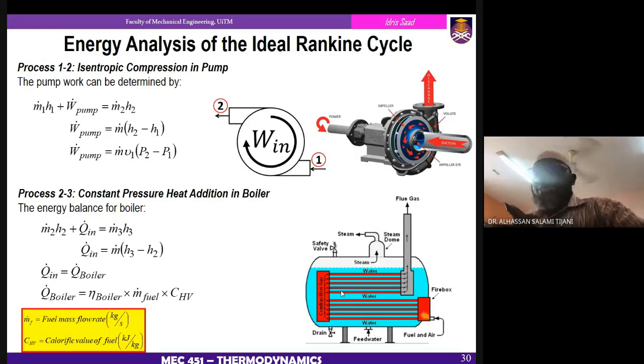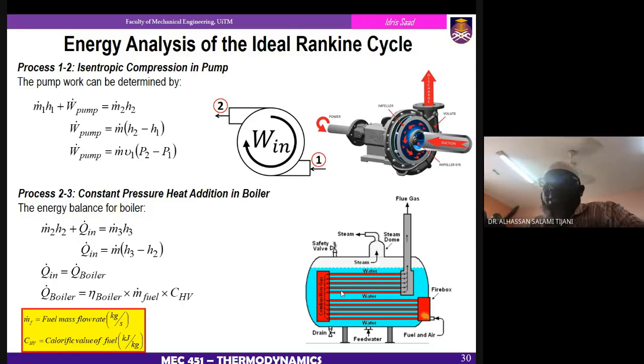Let us recapitulate what we mentioned last time when we met. We started by making a difference between gas power cycle and steam power cycle. So in gas power cycle, the working fluid is basically gas.